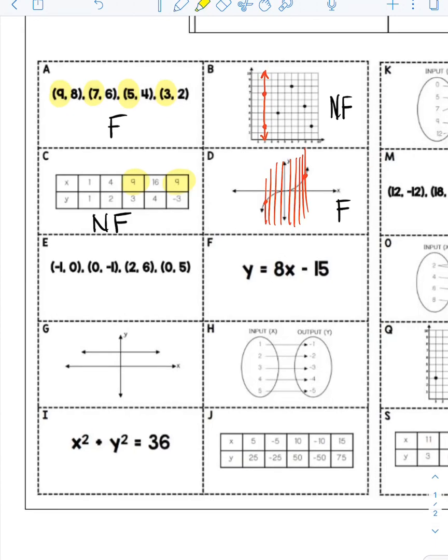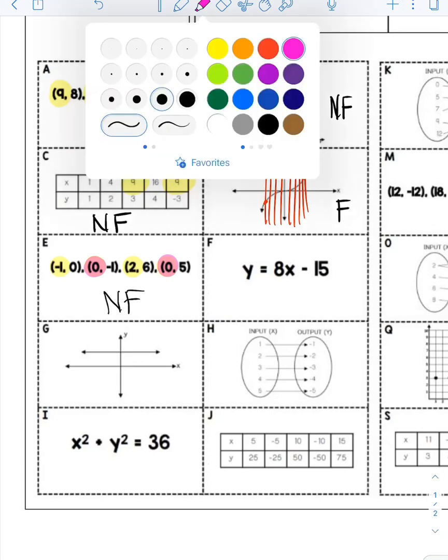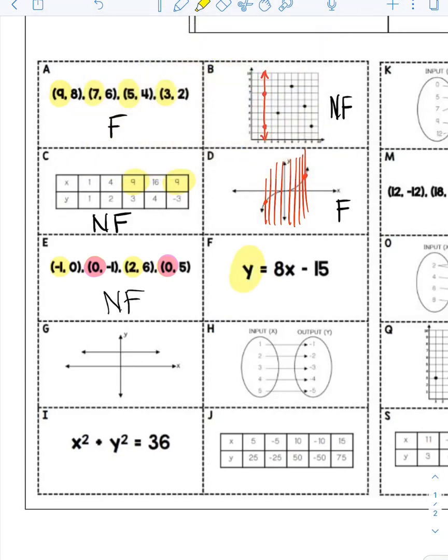E. With points, we want to see if there are any repeats in the x values. So as I'm looking, I do notice that my 0 repeats, so this is not a function. F. I want to look in an equation for my 3 special cases. So first, I'm going to take a look at the y. There's no exponent on the y. I don't see x on the bottom of a fraction, and I also don't see x equals a number, so this is a function.